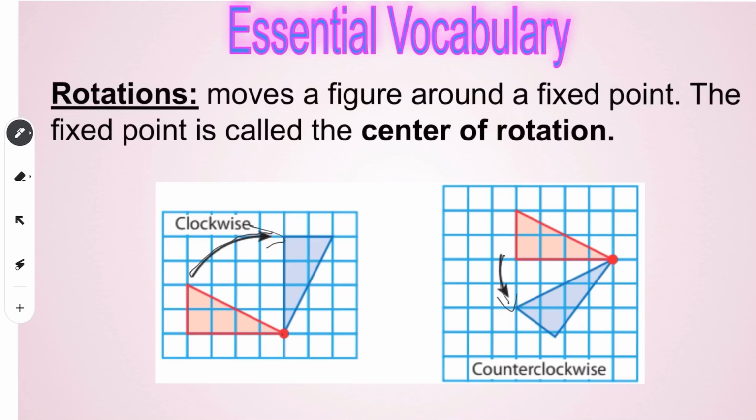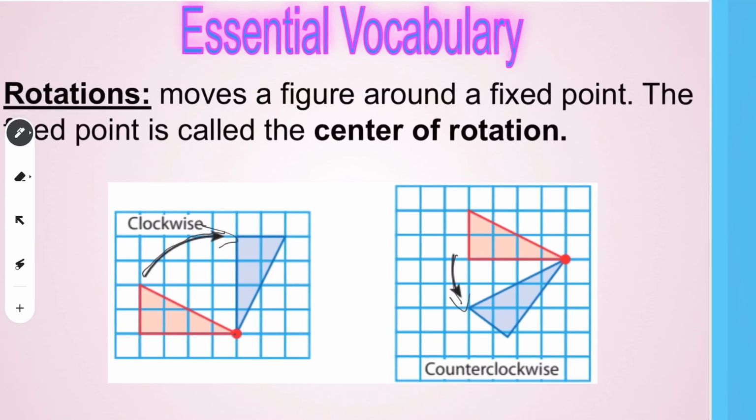Some examples of rotations. Let's see. Oh, clock. If you look at the hands of a clock, it is moving. It is rotating around the clock each hour and each minute. And the center of the rotation is the little dot that holds the little hand and the big hand.